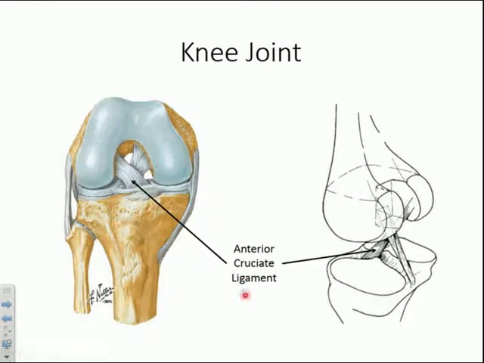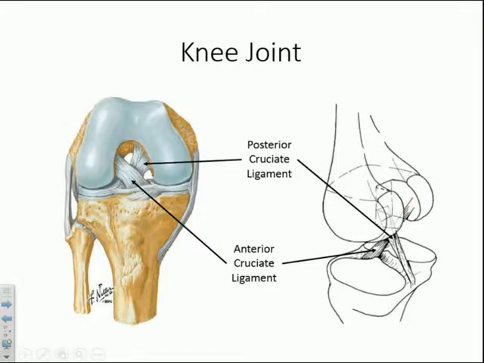First we have the anterior cruciate ligament. It gets its name for its attachment to the tibial portion. So this comes off of the intercondylar eminence of the tibia anteriorly and then projects back to attach to the medial aspect of the lateral condyle.